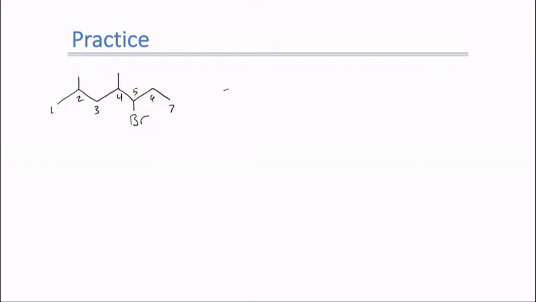So this compound will be named 5-bromo-2,4-dimethylheptane. Not too bad, right? Pretty straightforward on our naming.